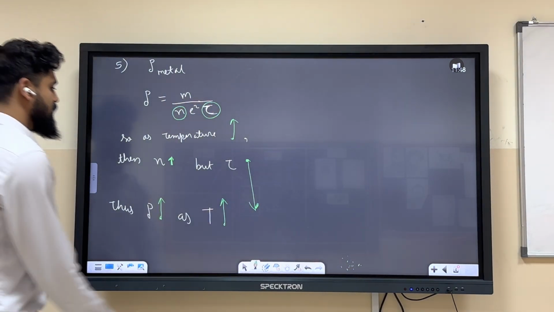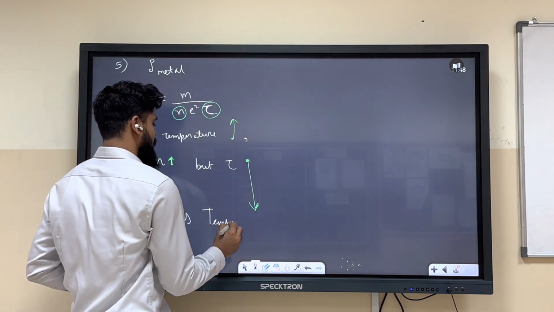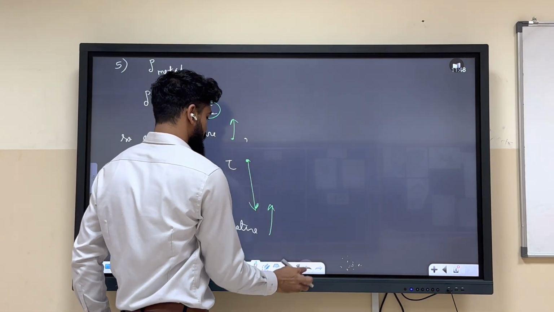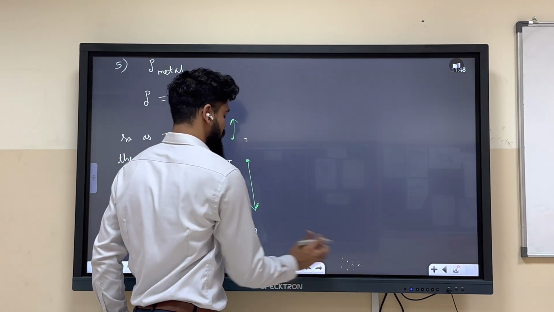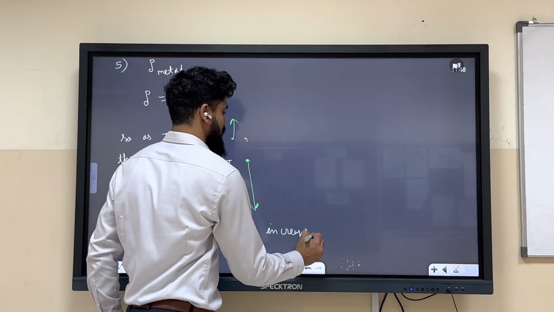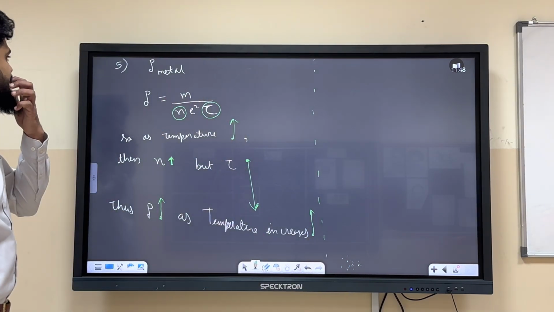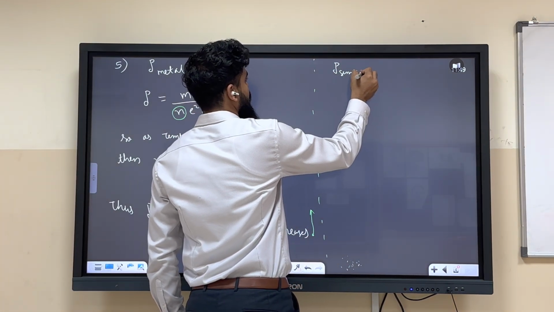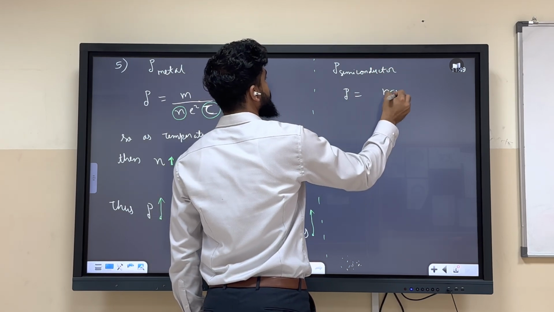Are you getting it? Thus, resistivity increases as temperature increases. Okay. Now, on the same ground, let's discuss the resistivity of the semiconductor. Resistivity of the semiconductor. Again, writing the same thing.